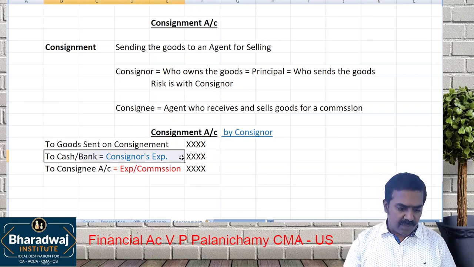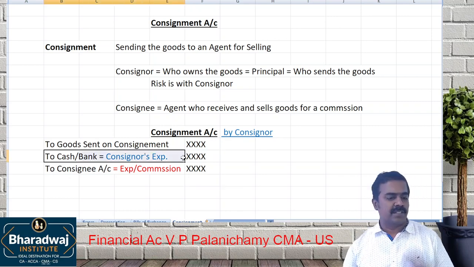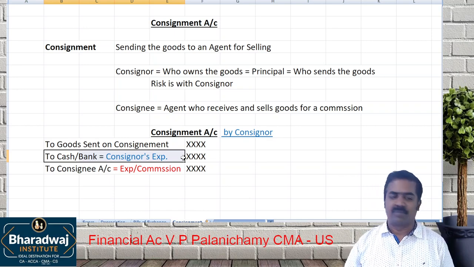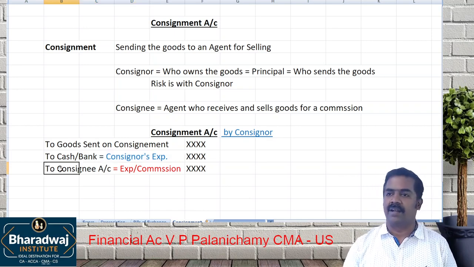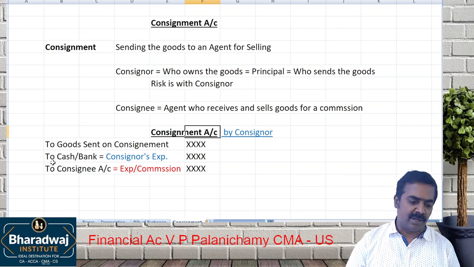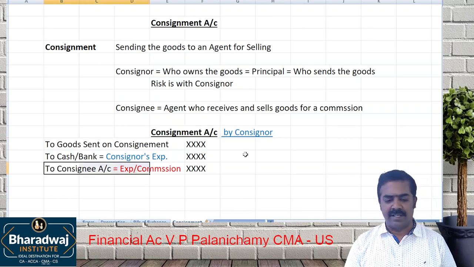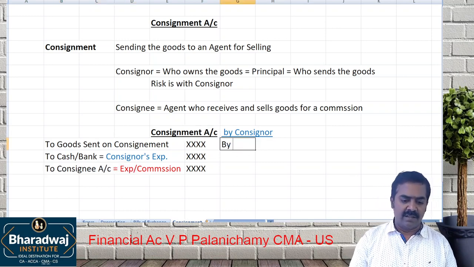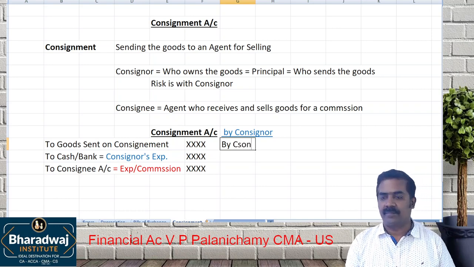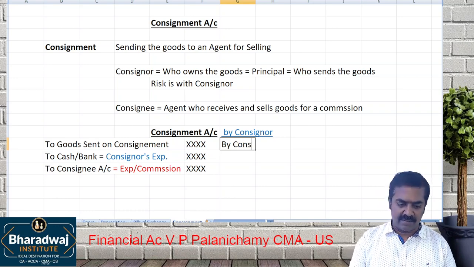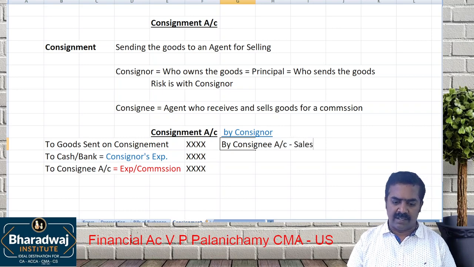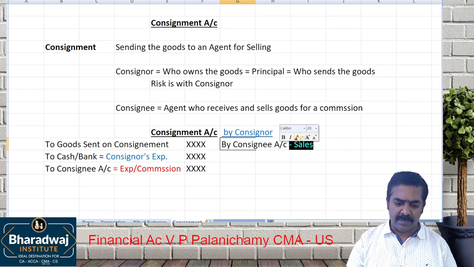Okay, if consignor is making the expenses, consignment account debit to bank. If the consignee, the agent, pays, what expense comes? Consignment account debit to which account? Consignee account, like that we will record. Then, who is selling the goods? Agent. This is for the sales made by the consignee.